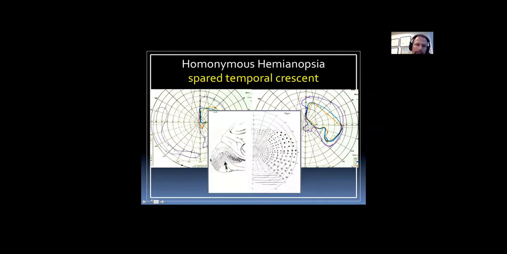And way back here is where the central vision is. And so when we talk about macular sparing, you can have a stroke here and spare the occipital tip, and you'll have sparing of the macular representation.